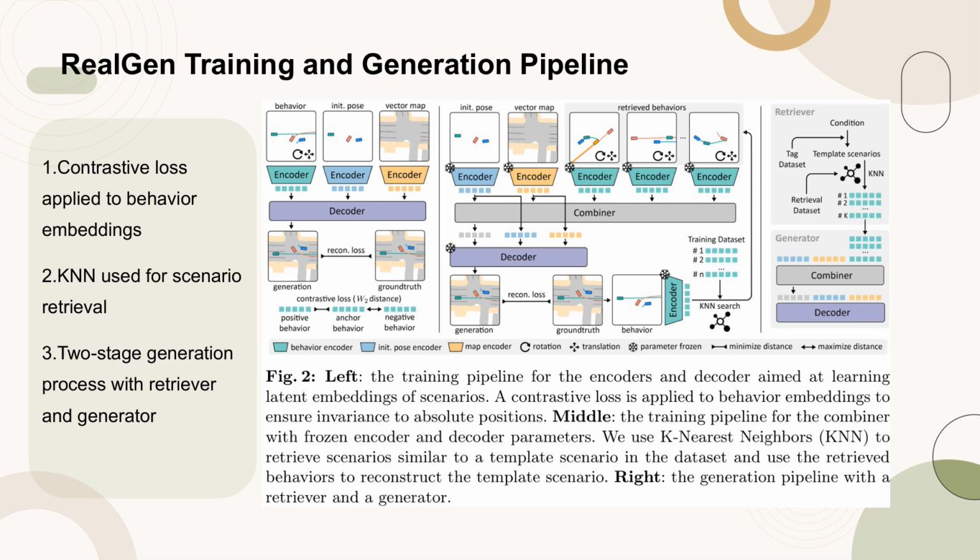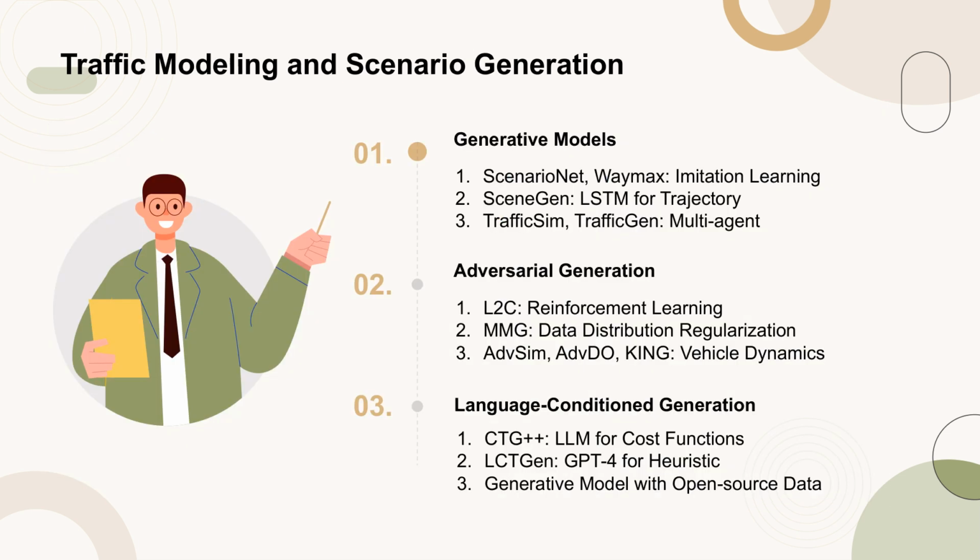Figure 2 illustrates the training and generation pipeline of RealGen, a retrieval augmented generation framework for traffic scenarios. On the left, the training pipeline for the encoders and decoder is shown, where a contrastive loss is applied to behavior embeddings to ensure invariance to absolute positions. In the middle, the training pipeline for the combiner is depicted, utilizing KNN to retrieve scenarios similar to a template scenario and reconstructing the template scenario using the retrieved behaviors. On the right, the generation pipeline is presented, consisting of a retriever and a generator, which together facilitate a two-stage generation process.